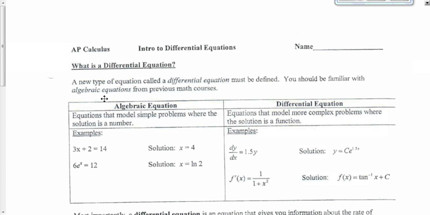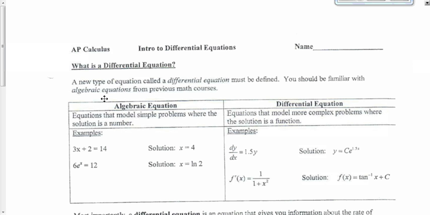Hello, today we are looking at differential equations. Today's going to be just an introduction to differential equations. After you finish this handout, you will need one piece of paper. I added a problem that I want us to do, and it's not included in this handout.